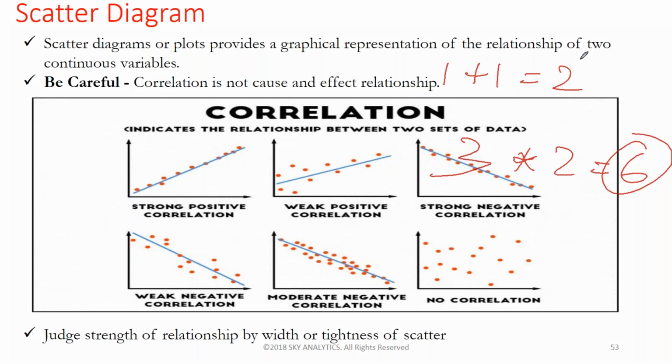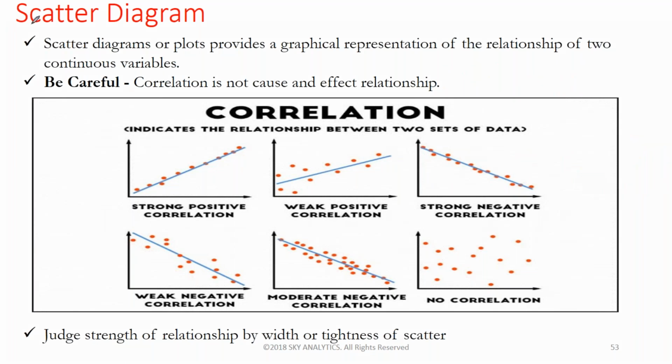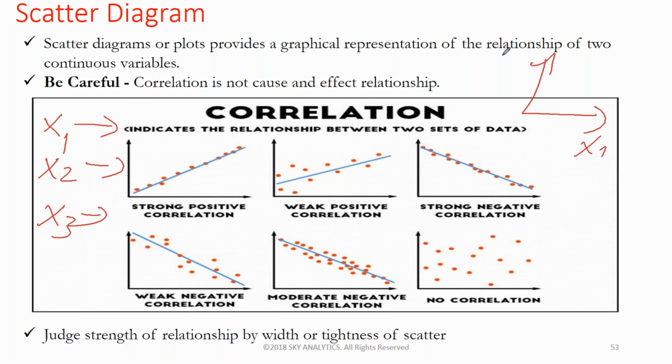So this scatter diagram, whether it is input or output, it doesn't matter. This is what it says: relationship of two continuous variables, whether it is an output variable, one output and one input, or x1, x2, or x3 also. Consider that you are having three variables, x1, x2, x3. You want to plot the relationship between x1 and x2. You can plot like this: x1 here, x2 here.